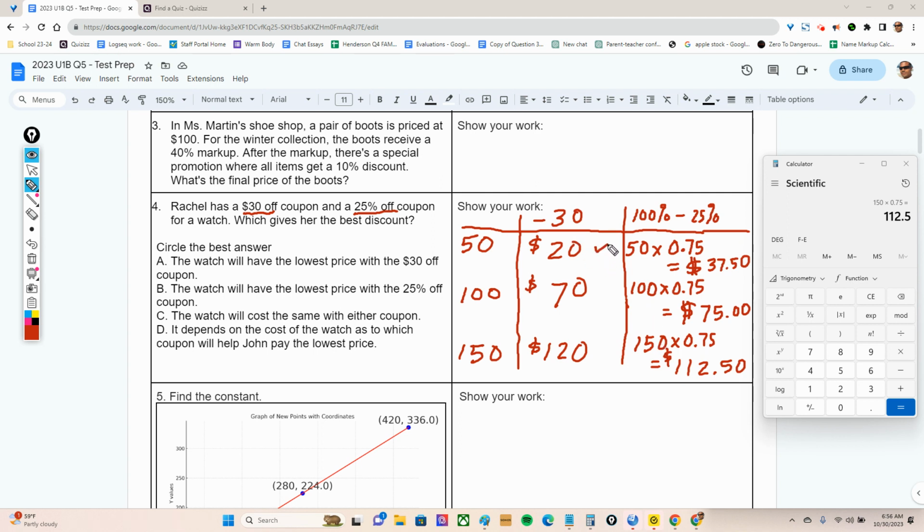$20 is the best price. $70 is the best price. And over here, $112 is the best price. So it depends on the price. But you got to show your work. So we already know it's going to be D, but if you don't show your work, then you don't get credit because you got to prove that it depends on the cost.